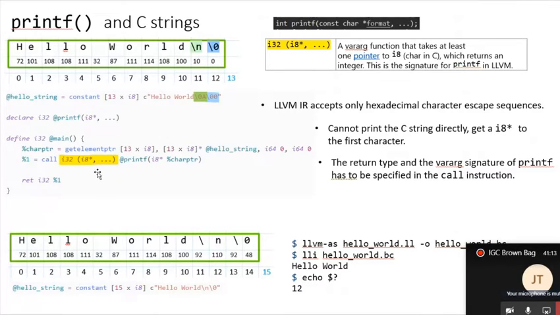And then when calling the printf function, both the return type and the vararg signature have to be specified. For functions which take fixed parameters, they just require the return type to be specified, but variadic functions you must explicitly write that they are variadic functions.